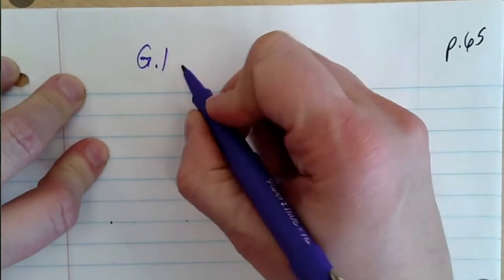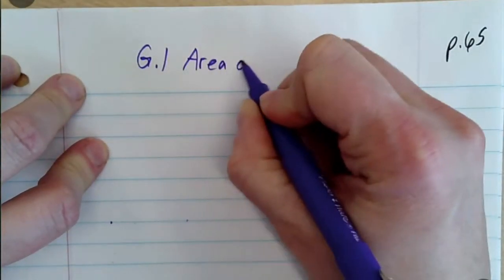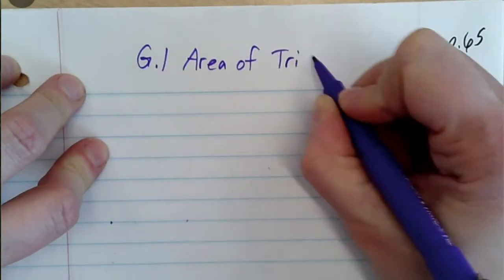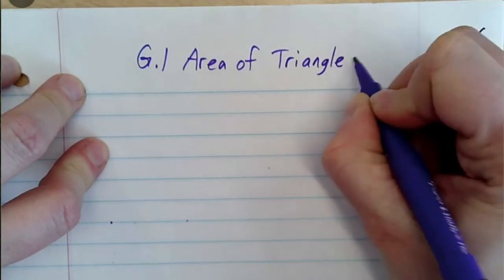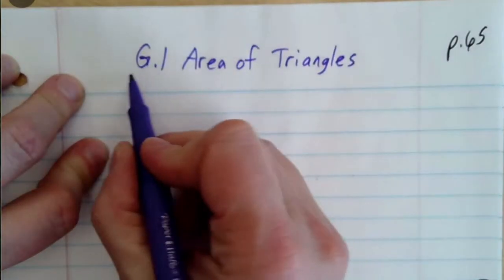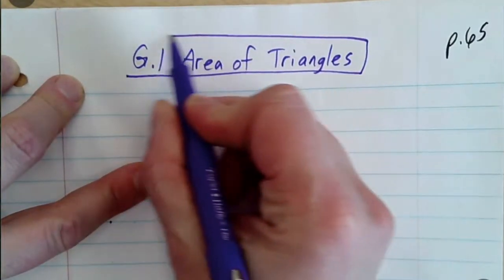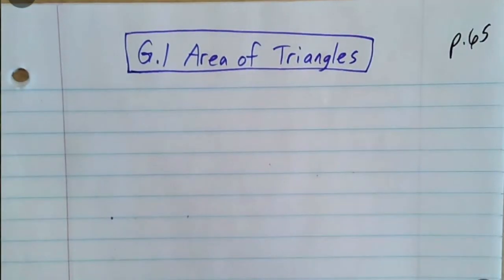This is page 65 in our notes. We're working on standard geometry 1, area of triangles. And we talked a little bit about this before. So we're going to review this again, area of triangles.